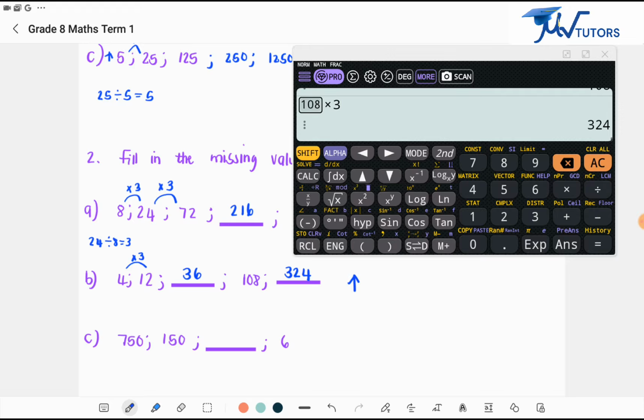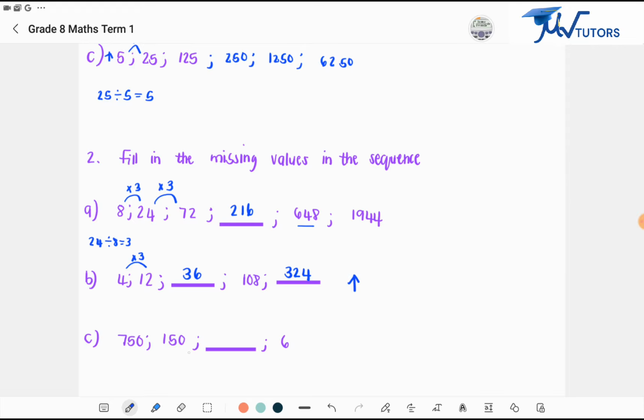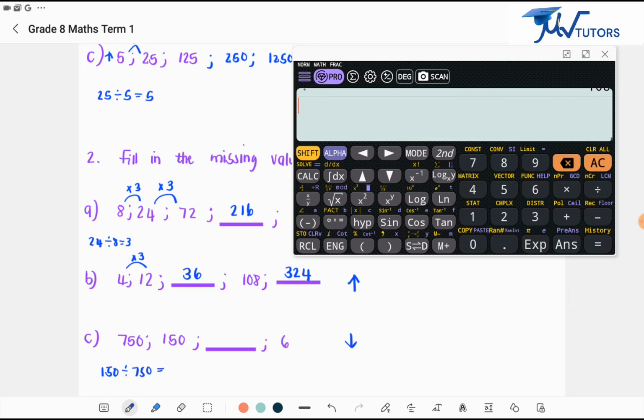Now I see for C, 750, 150, 6. So I have a decreasing pattern. So if I say 150 divided by 750, what do I get there? Because we need to know what our common ratio is. 150 divided by 750, I get a fifth. So basically, I am multiplying by a fifth in order to get to the next number. Okay, so 750 multiplied by 1/5, I get 150.